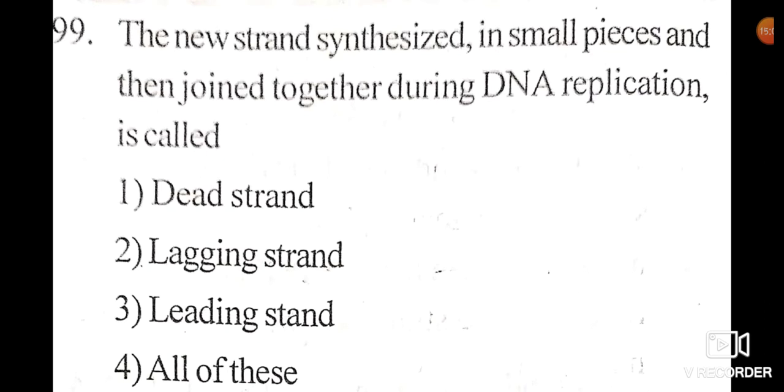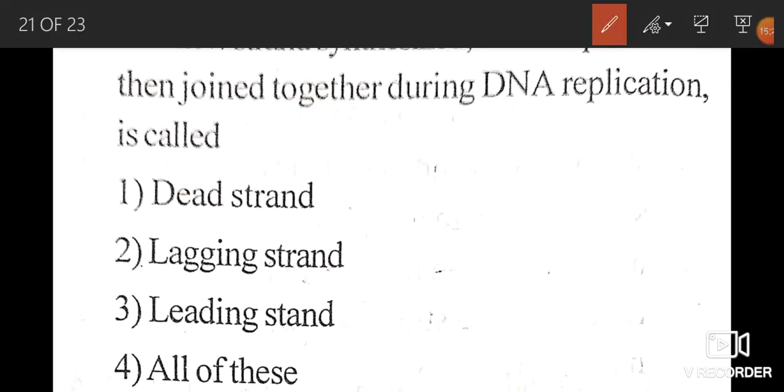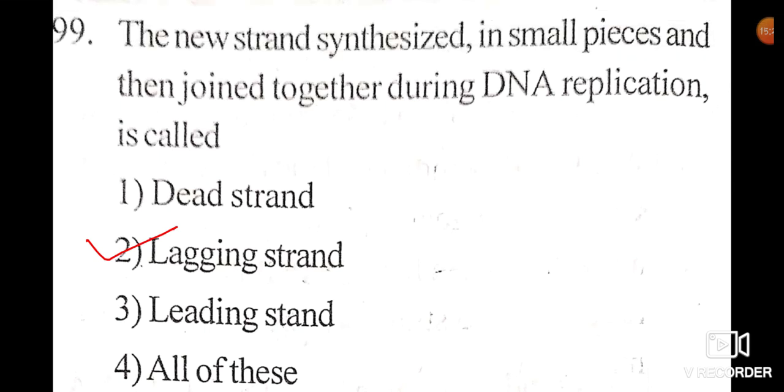Question number 99. The new strand synthesized in small pieces and then joined together during DNA replication is called... The right option is lagging strand. The new strand is synthesized in small pieces called Okazaki fragments, and the fragments are joined together in the process of DNA replication. That strand is the lagging strand.